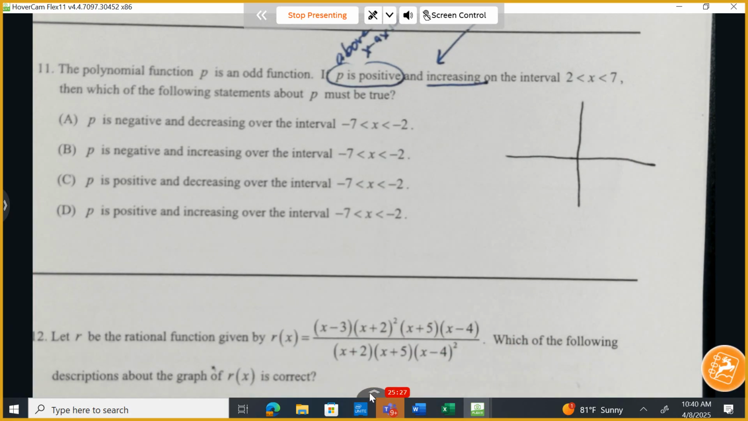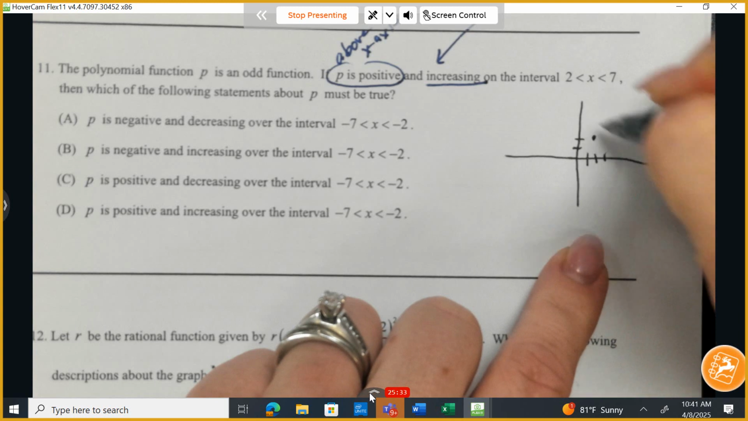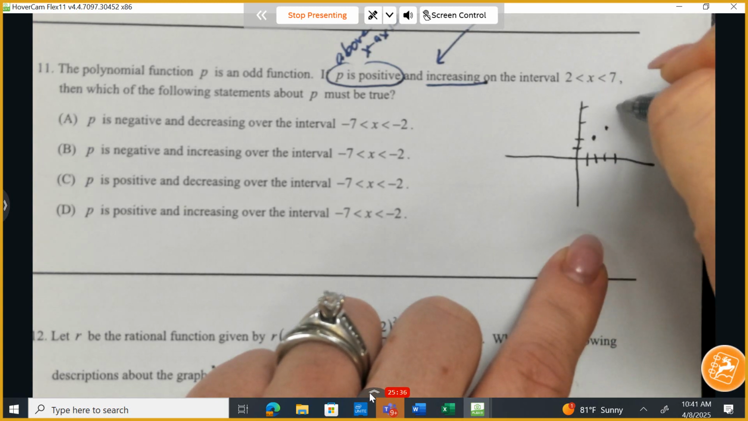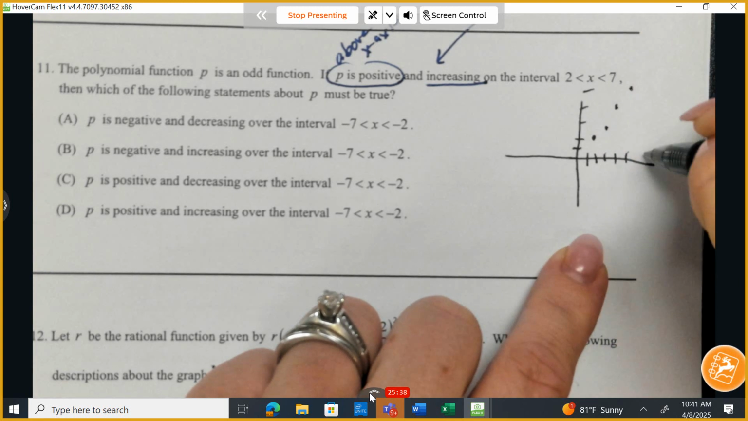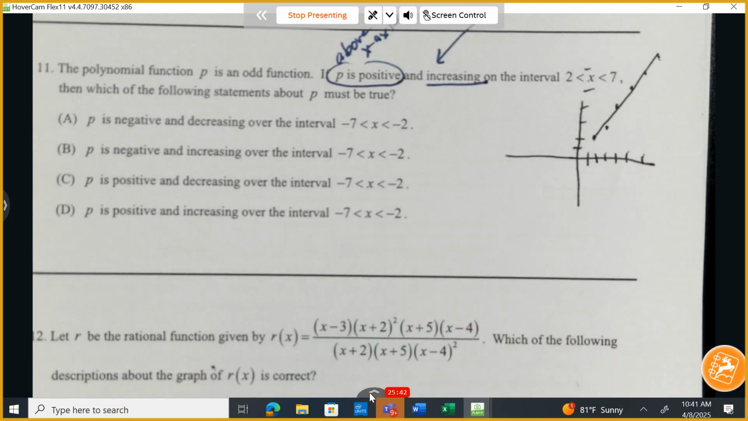So I'm just going to randomly do that. So here we go. I'm going to go 2 over, and I'm just going to choose, like, here's my point, and there's 3, 3, and there's 4, 4, and here's 5, 5, and here's 6, 6, here's 7, 7. So there we go. I believe that my picture represents where P is positive and it's increasing.